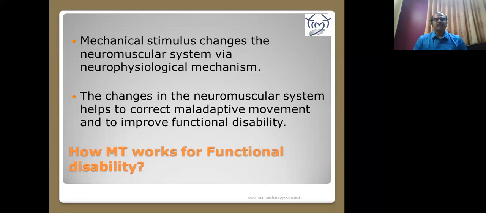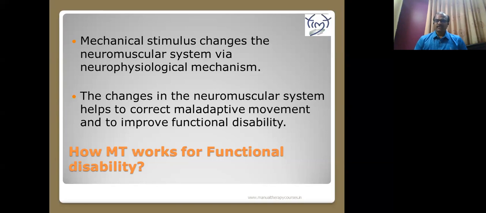So in today's world, many patients come to us saying that they're not able to walk, not able to climb up, or not able to move around. Functionally, they will be limited. They're not able to get into the auto or the car, or do any kind of functional activities.